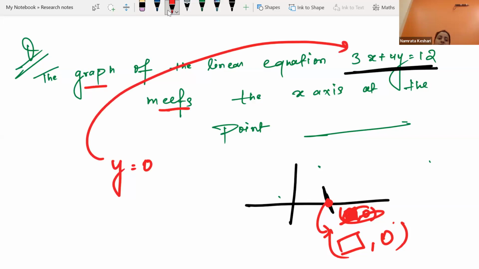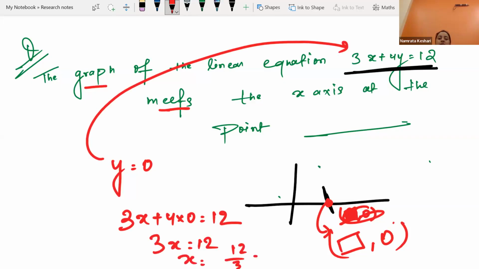Let's put it. That means 3x plus 4 into 0 is equal to 12. That means 3x is equal to 12. That means x is equal to 12 by 3, that means 4. So the coordinate is 4 comma 0. That is the point where the graph is touching the x-axis. Here we are not plotting the graph.